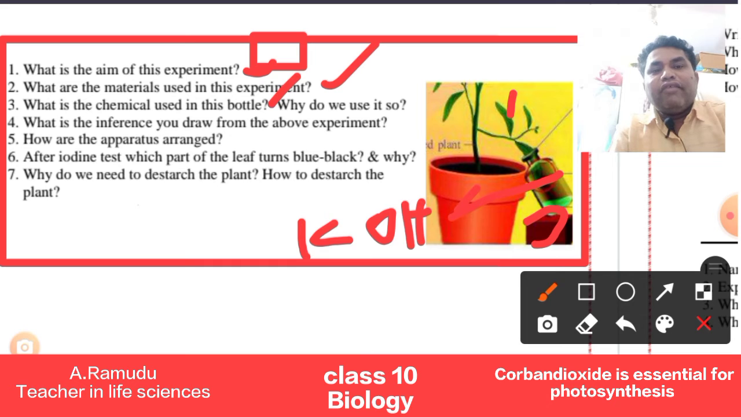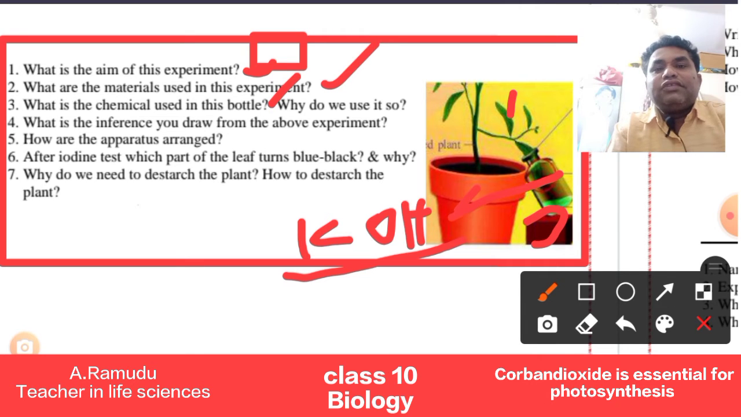Why are we adding KOH? It absorbs the CO2 present in the bottle. Before conducting the experiment, there should be no carbon dioxide in this bottle. So to absorb whatever carbon dioxide is present, we have to add the KOH. When we leave KOH in this bottle, whatever CO2 is there will be absorbed.